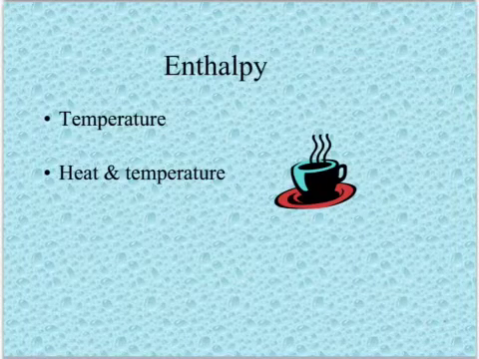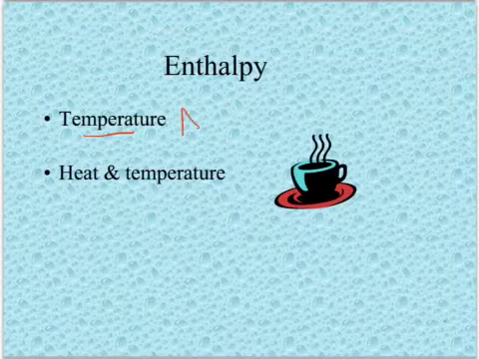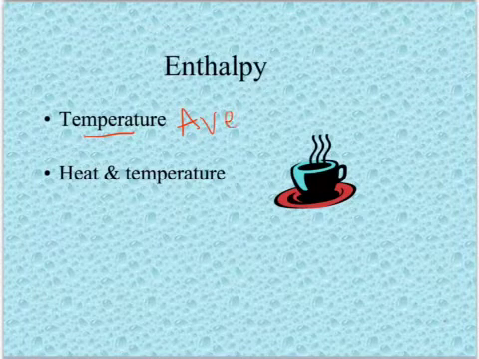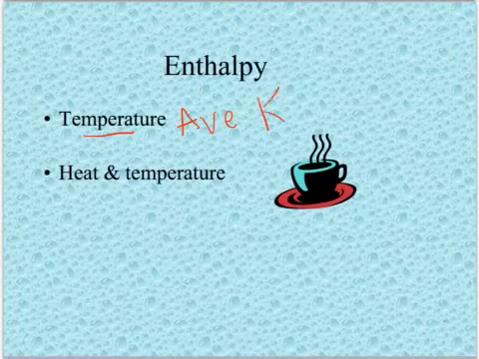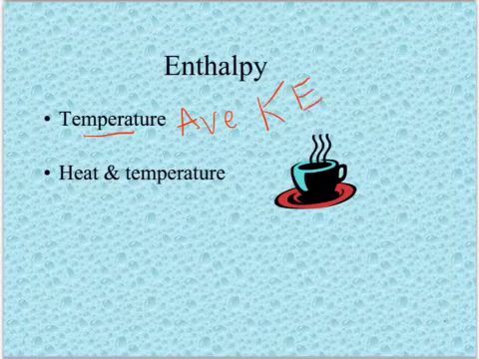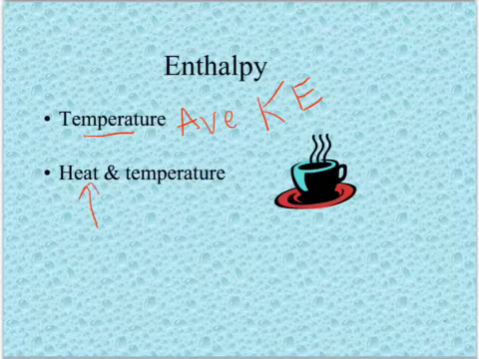First, we want to look at the difference between temperature and heat. Temperature is an average. It's the average kinetic energy of the molecules. Heat is really a sum, and heat is a measurement of the flow of energy due to temperature differences.